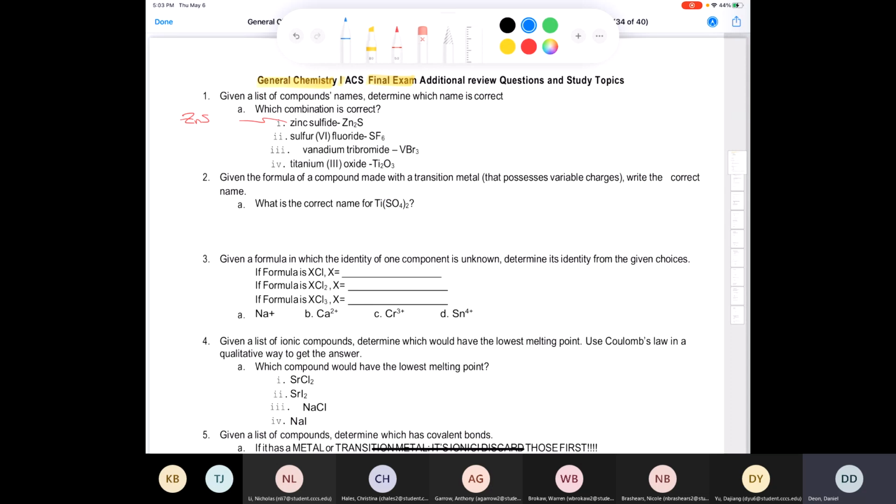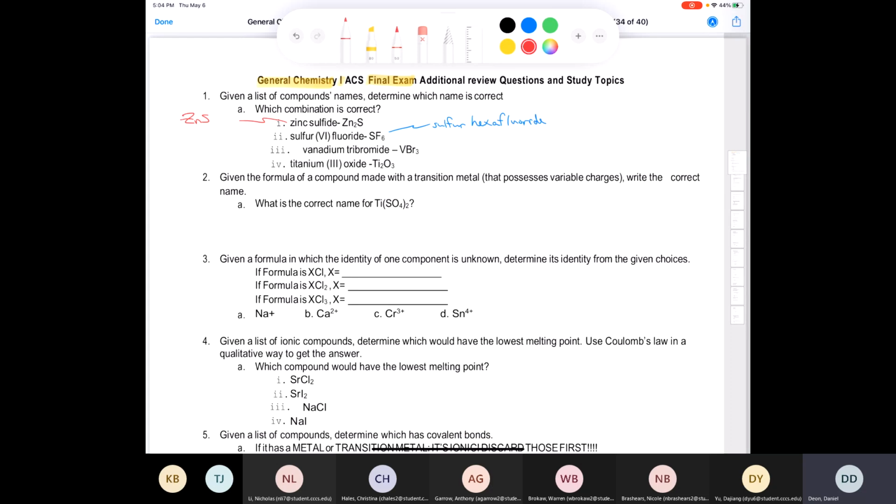There's no such thing as sulfur 6-fluoride, right? Sulfur is in group 6A, and so this compound would be called sulfur hexafluoride because it's a covalent compound. It's made out of two nonmetals, sulfur and fluorine. The next one, vanadium tribromide.